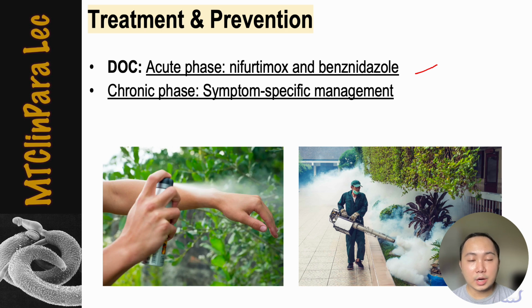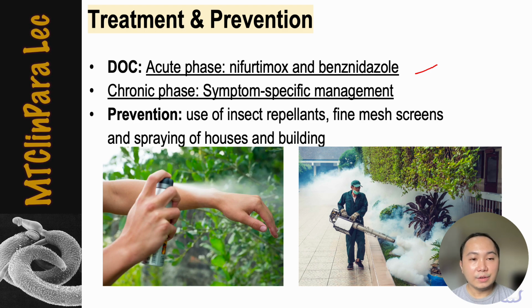So, kung there is involvement in the CNS, it's better also to do specific management or signs and symptoms management with regards to the CNS involvement. For prevention, very the same. Use of insect repellents, fine mesh screens, and spraying of houses and buildings is one of the best preventions to prevent trypanosomiasis or Chagas disease.